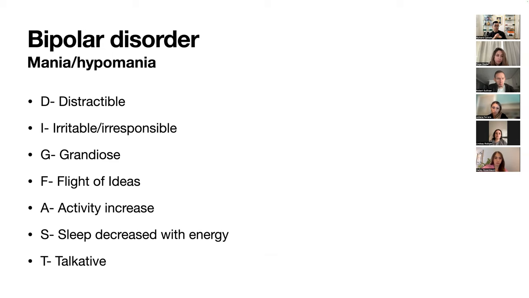Bipolar disorder, all right? So this is the mnemonic I use for mania. A lot of people use it, all right? So D, they're distractible. It's almost like they have ADHD symptoms, right? They can't focus. They're irritable. Every little thing makes them angry. Irresponsible, right? They're not paying the rent on time because they're gambling or spending money on other things.